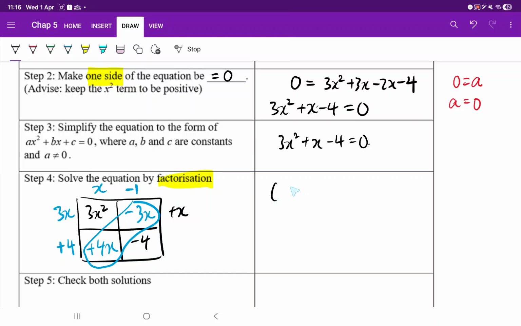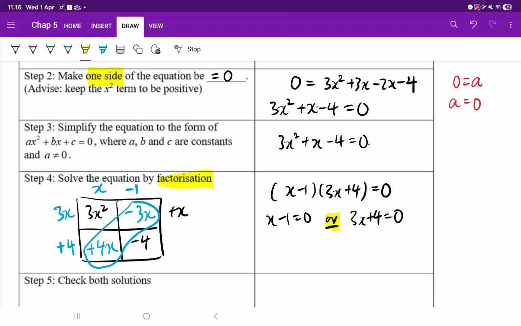Once I'm done with this, I factorize: x minus 1, 3x plus 4 equal to 0. Use the zero product rule: x minus 1 equals 0 or 3x plus 4 equal to 0. I underline the or. I want to emphasize that you should write an or in the middle.